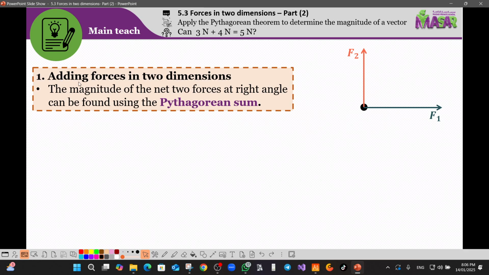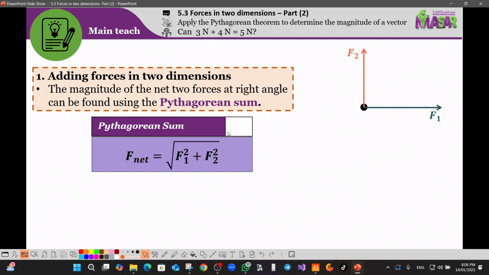So let's start. Adding forces in two dimensions: the magnitude of the net force of two forces at right angles can be found using the Pythagorean sum. The relationship we should use to find the magnitude of F net is F net equals the square root of F1 squared plus F2 squared, where F1 is the horizontal force and F2 is the vertical force.